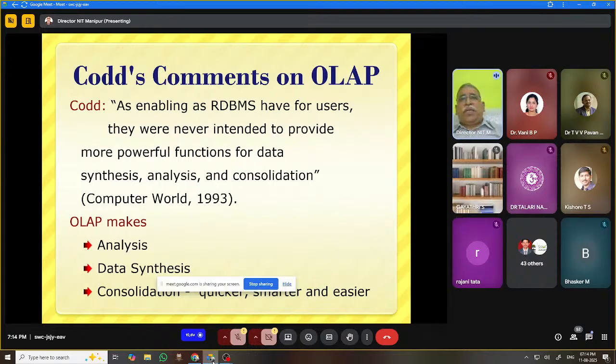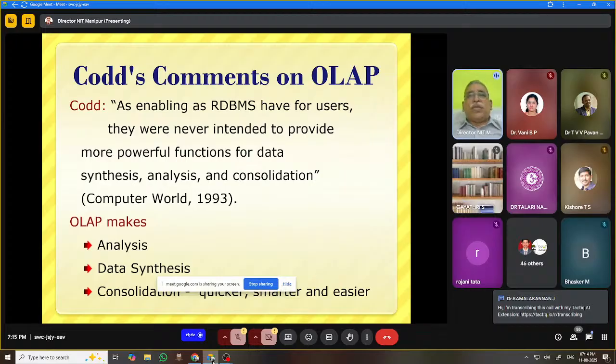Actually, the famous mathematician Codd in 1970 developed the relational database management system model, and he stated that relational database systems are used for users. In those days, they never intended to provide more powerful functions for data analysis, data synthesis, and data consolidation. This statement was given in 1993 in a popular magazine called Computer World by E.F. Codd. He is the father of the relational data model. He developed certain rules, which we call Codd's rules.